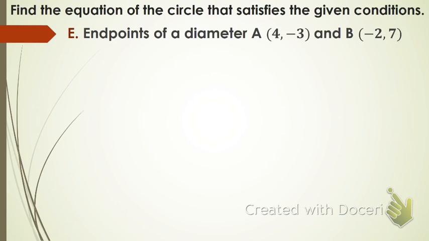I have the endpoints of a diameter. Tell me what you know about a diameter. Twice the radius. What does it have to go through in order to be a diameter? Has to go through the center. And because it's twice the radius, the center is also what of a diameter? Something that we learned about the other day. Midpoint.